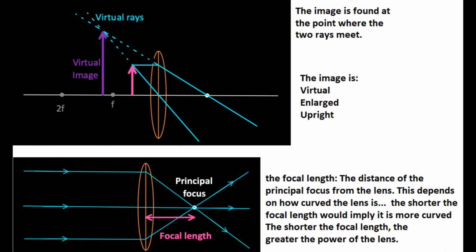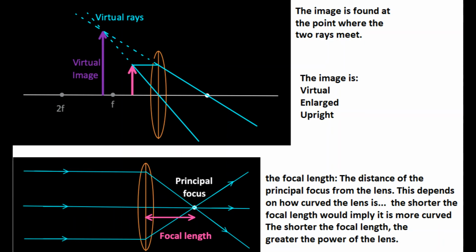And the focal length is the distance of the principal focus from the lens. So if you look at the distance from the lens, the lens is that orange curly ellipse thingy, and it's the distance from the focus to the lens. So that is the focal length. It's the pink line, where it says the distance of the principal focus from the lens.